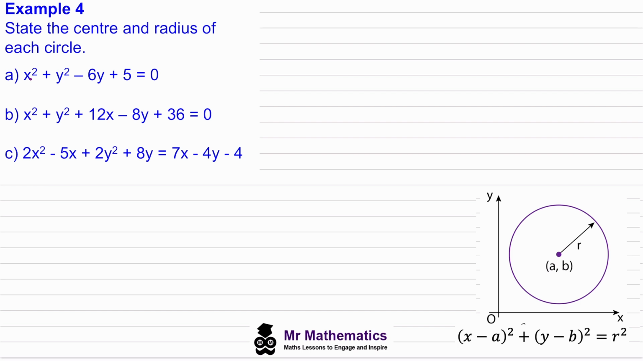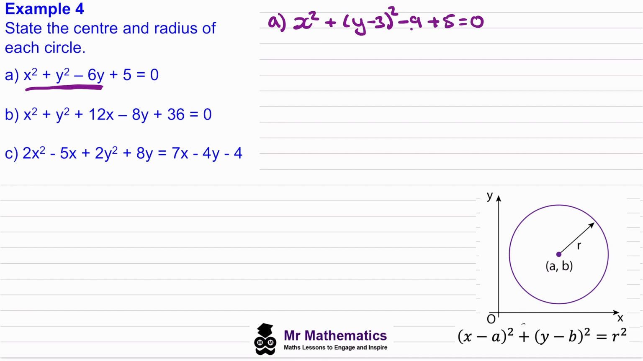So if we look at example A, we've got our x squared terms and no other x terms. So we'll just have x squared. But now we've got y squared minus 6y, and we can use completing the square to write this as y minus 3 all squared. But then we need to take away this 9, because when you expand this out, you get a positive 9, which we need to take away. Now we've got back to this part, we need to add on the 5, and this will equal 0.